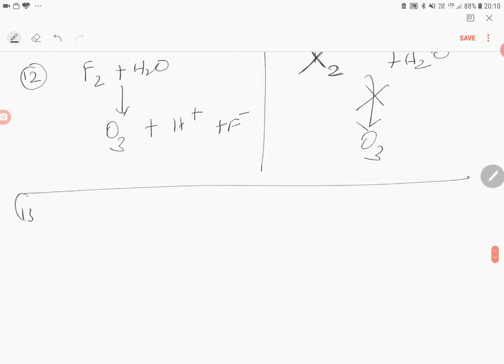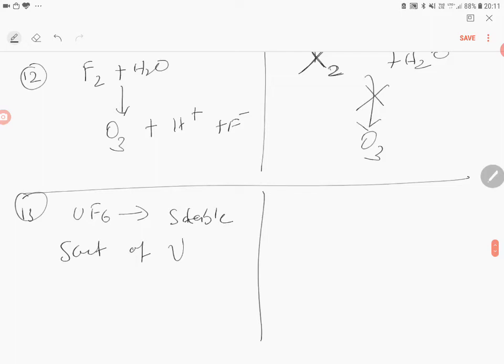Next point, fluorides are more stable compared to chlorine and iodine compounds. For example, UF6 is a stable salt of uranium, whereas UCl6 is unstable.